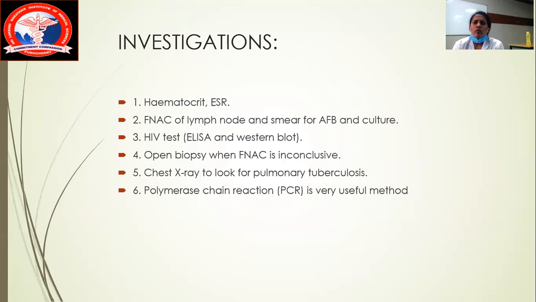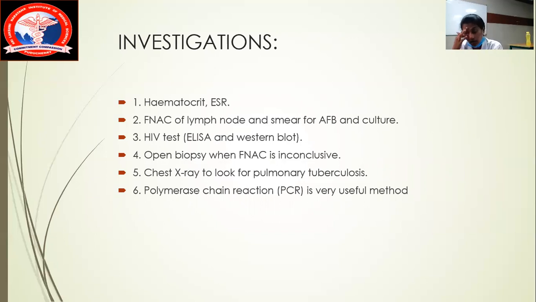Okay. Why are you preparing for an open biopsy? Do you think the patient is not good for FNAC? No. Even after doing FNAC, if you can't come to a conclusion about what the problem is with a particular patient, you go for an open biopsy.